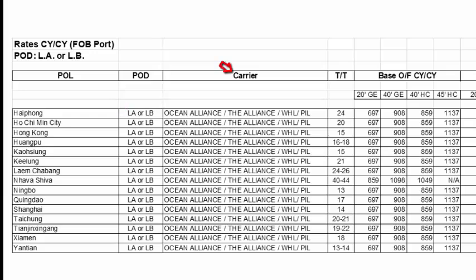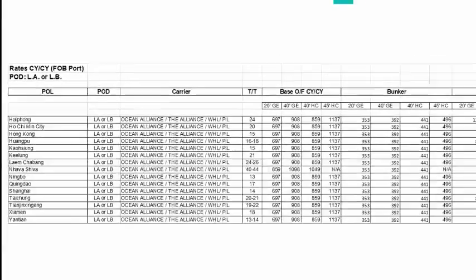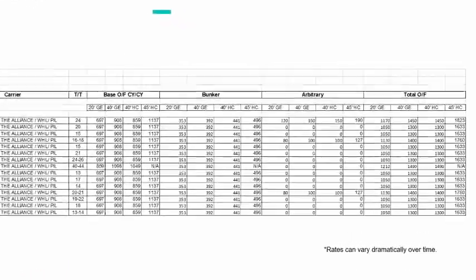The carrier. This takes us back to our section on ocean alliances. Here, they're not listing, at least right away, specific carriers. Whoever provided this quotation, whatever NVOCC provided this quotation, is saying that the carriers are the members of the Ocean Alliance, the Alliance, and then it looks like Wanhai, WHL, and PIL, another different ocean carrier. TT, that stands for transit time. From port to port, CY to CY. From that point to the right, we start looking at the actual ocean freight.